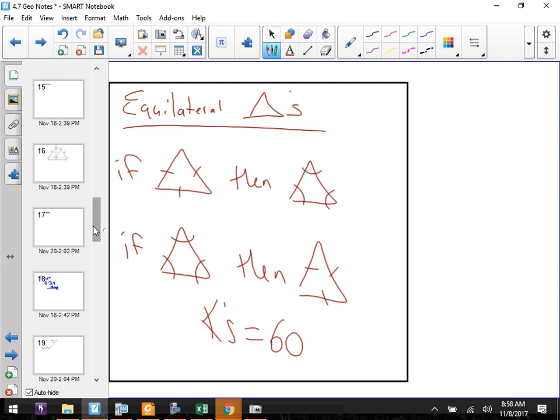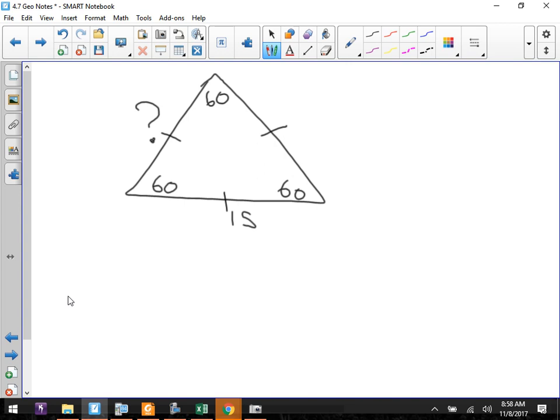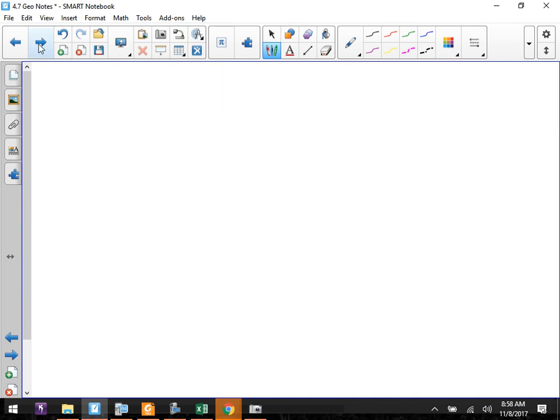The other thing that this textbook does. Oh wait, could we look at this and figure out what the missing side is? What is it? Yeah, 15. Is it 15? Yeah. Okay, very good. What this textbook does talk about, and I want to make sure I show you guys a picture of this.